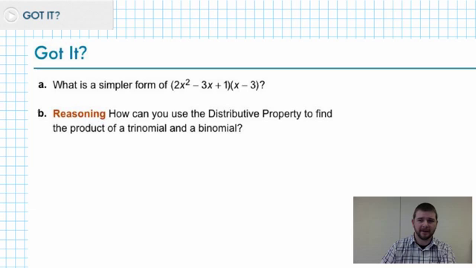And your chance to show that you have got it. Letter A. What is a simpler form of 2x squared minus 3x plus 1 times x minus 3? And how can you use the distributive property to find the product of a trinomial and a binomial? Your answer should be written in complete sentences to describe the process of using the distributive property to find the product of a trinomial and a binomial.